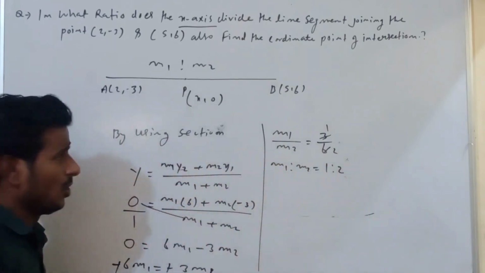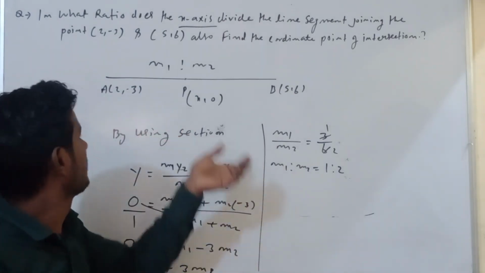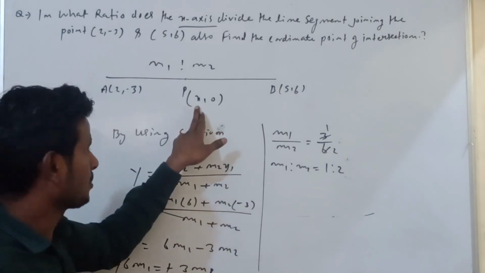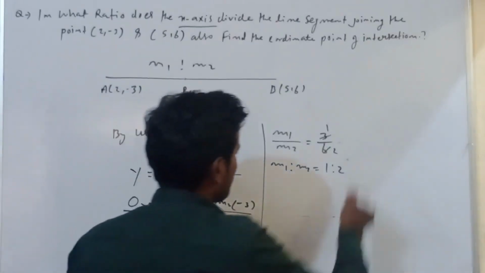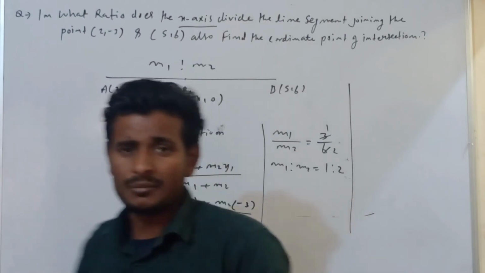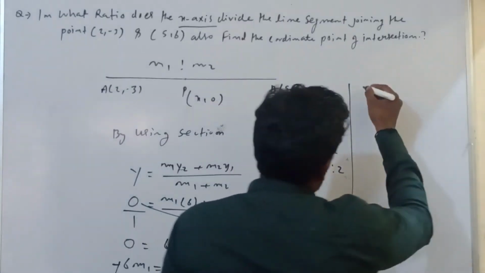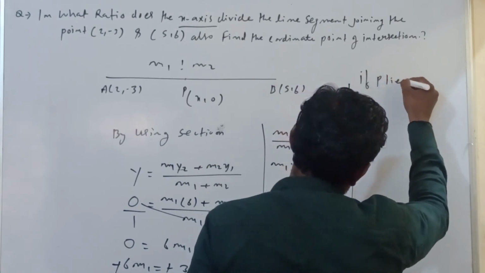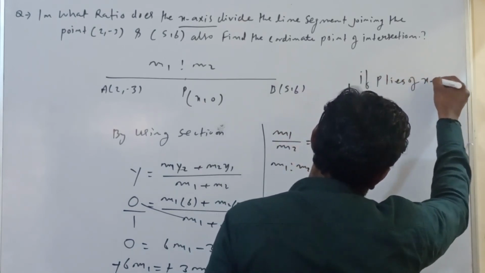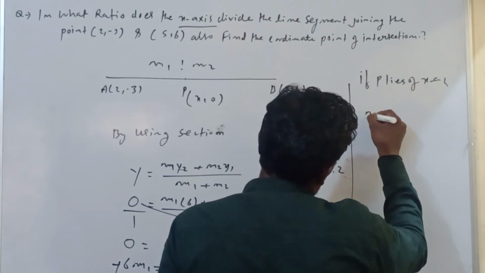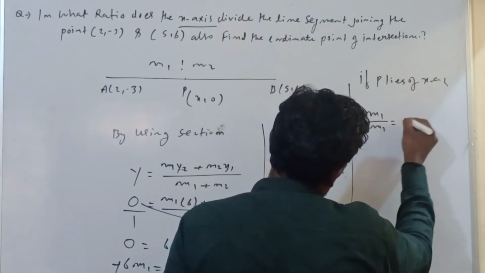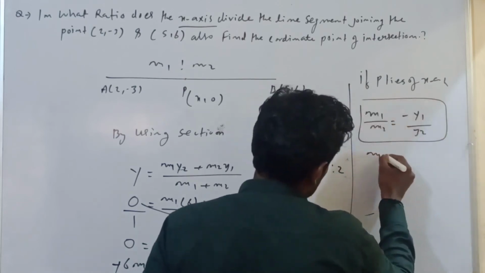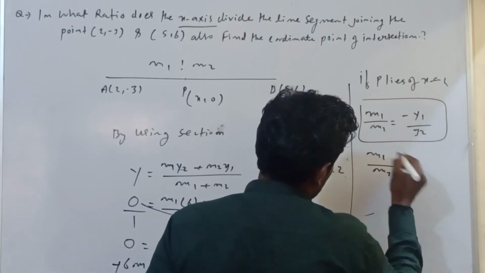This is simple. Always, when we calculate the same question with the y-axis, we calculate through the x coordinate, which becomes 0. Now you can calculate the same question in a second by using the ninja technique. If P lies on the x-axis, then m1 upon m2 is minus y1 upon y2. This is the trick used to calculate the ratio in 5 seconds.